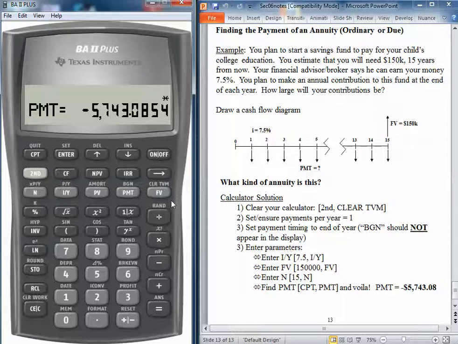We've covered annuities, both ordinary annuity and annuity due, and then we've also solved for the interest rate and the number of compounding periods, or the number of payments as well.